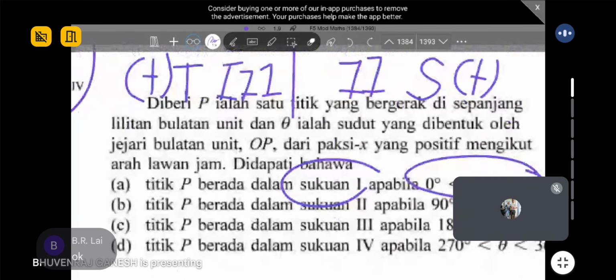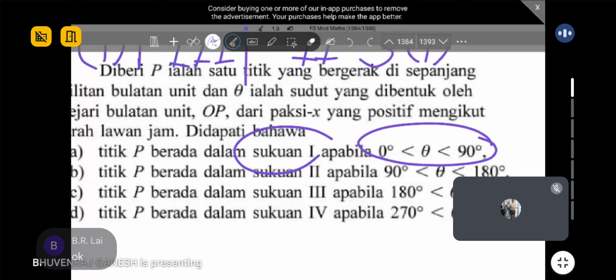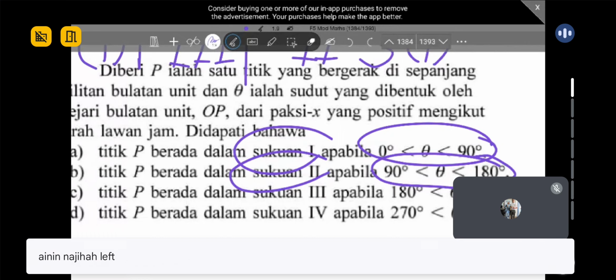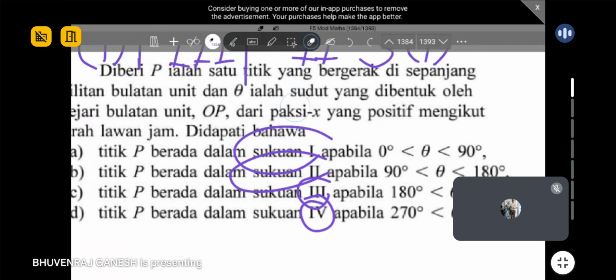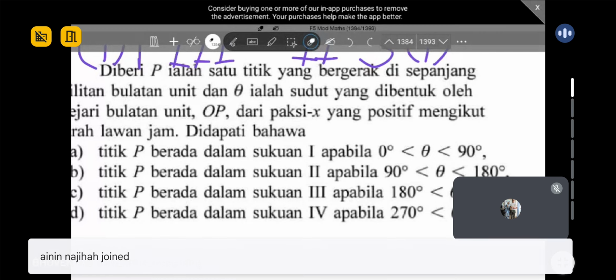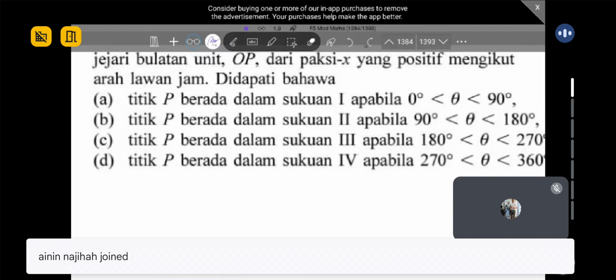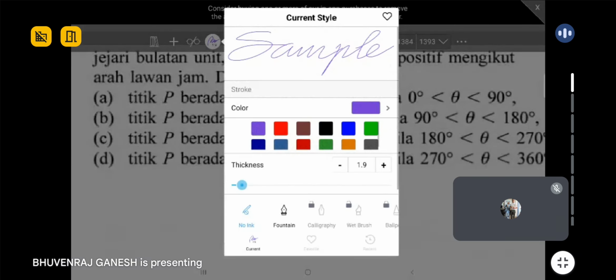Okay guys, so quadrant two, the range of angle, julat sudut adalah 90 sampai 180. Tambah 90 sahaja, just add 90, keep on at 90. So 3 is 180 to 270, and then 4 is 270 to 360. Over here, they will give some different names. Mereka akan bagi nama berbeza sebenarnya.